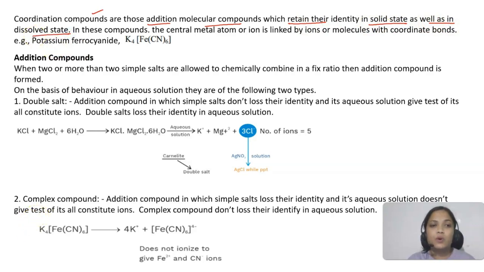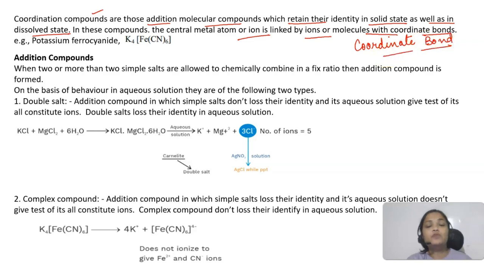And in these compounds the central metal atom or ion is linked by ions or molecules with coordinate bond. This is very important, that there is coordinate bonding in it. You know what coordinate bonding is, we have already studied it in the chemical bonding chapter. In a coordinate bond, the electrons are shared by one atom only. In this case it can be the metal atom, it can be the ligand, or anything which will be sharing the electrons. So basically it's a coordinate bond. And these are addition molecular compounds.